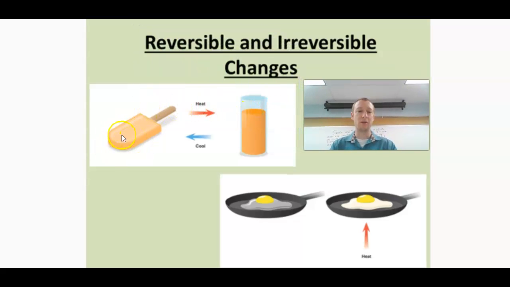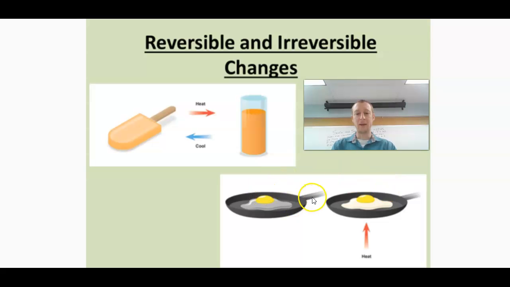So here we have a popsicle. If we heat it up, let's say it's an orange popsicle, right? We heat it up, we're going to get orange juice or melted popsicle juice. And if we cool it, we're going to go back to that popsicle. We could go back and forth as many times as we want, because this is a physical change. Anytime we change state from a solid to a liquid to a gas, that is reversible, and we're not creating a new substance, right? Substance in the glass is the same thing as the substance on the stick. It's just a solid versus a liquid.